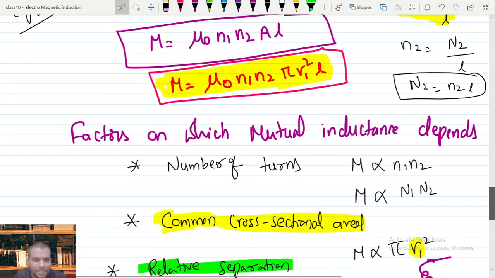The final expression for the mutual inductance of two solenoids is M equal to mu naught times N1 N2 pi R square times L. I hope you practice this expression carefully.